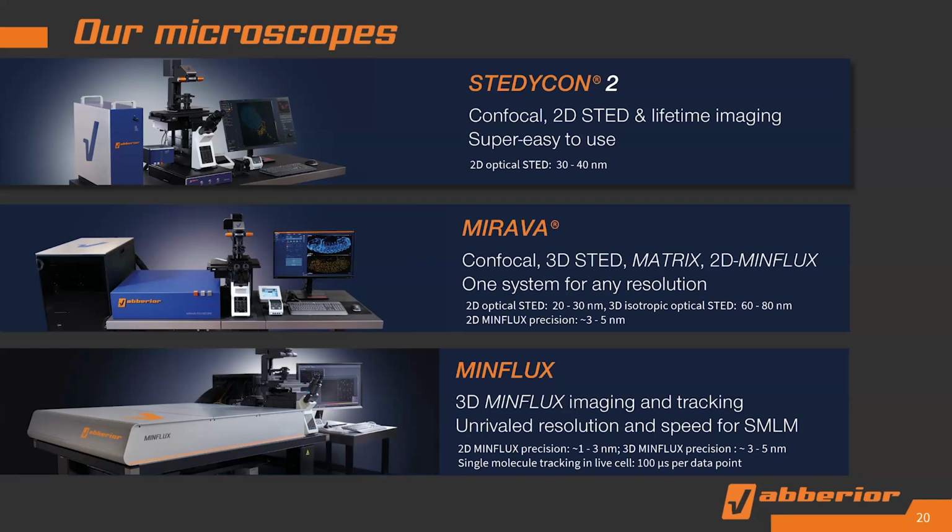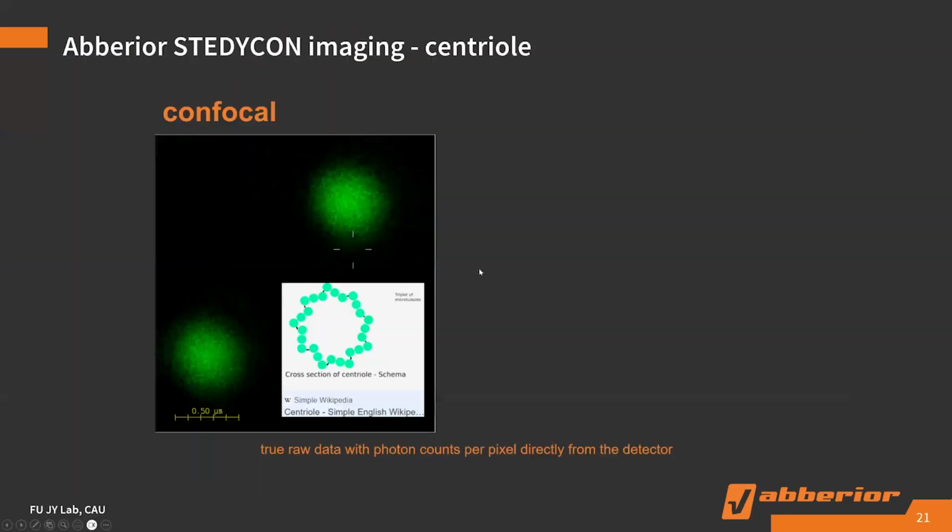Then the last, we have the giant big MINFLUX. Then we can do 2D MINFLUX imaging, with a precision of 1 to 3 nanometers. 3D MINFLUX imaging is 3 to 5 nanometers. And then we can do single molecule tracking in live cells, 100 microseconds per data point. So it's ultra fast. Today we focus on the STED part. I will show you a lot of application data from the Stedycon, then we migrate into the MIRAVA.